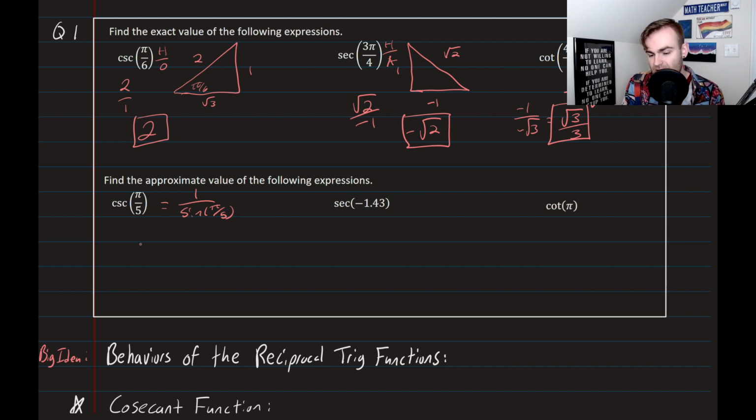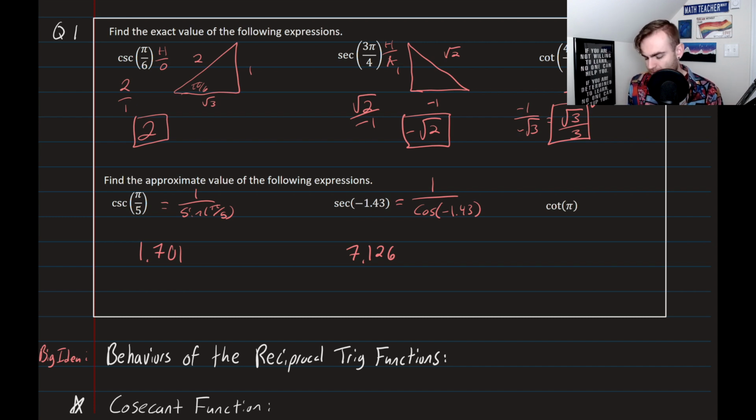Otherwise, what we get here is a value of 1.7. Essentially, 0.1, if we want to be technical. Secant is defined as the reciprocal of cosine, so cosine of negative 1.43, and we keep the inside the same even when we take the reciprocal. So 1 divided by the cosine of negative 1.43 is 7.126. That's pretty large, especially since sine and cosine are between 1 and negative 1. These are a little bit weird.